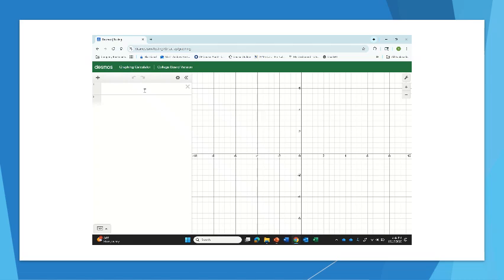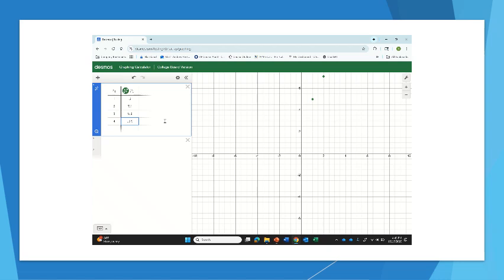First we want to enter this data by pressing this plus or this add item, and then we are going to add a table, not an expression. Once we have our table, let's enter in our data points. We have our x coordinates of 1, 2, 3, and 4. And then we have our y coordinates of 5, 7.1, 9.3, and 10.9.